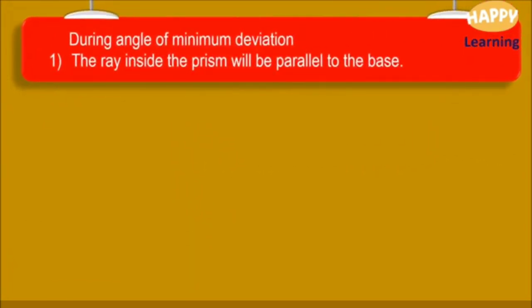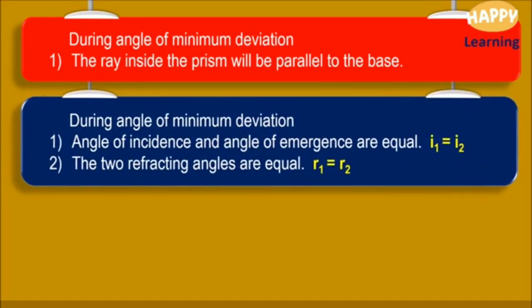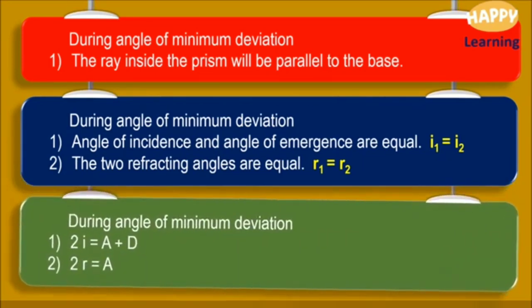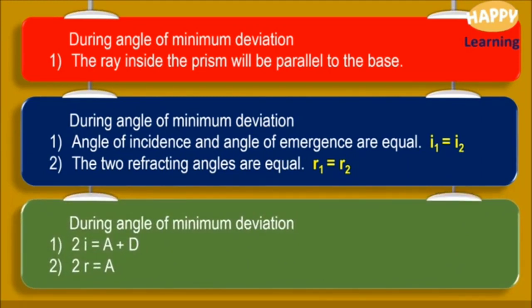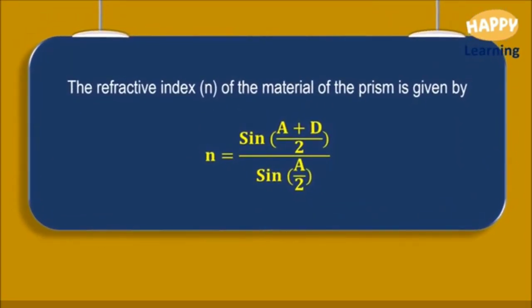During angle of minimum deviation, the ray inside the prism will be parallel to the base. Angle of incidence and angle of emergence will be equal, I1 equal to I2. And the two refracting angles are also equal, that is R1 equal to R2. During angle of minimum deviation, 2I is equal to A plus D and 2R equal to A. The refractive index N of the material of the prism is given by N equal to sin of (A plus D) by 2 divided by sin A by 2.